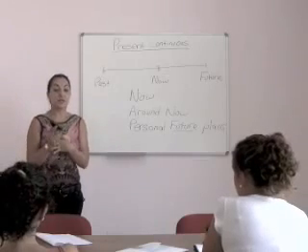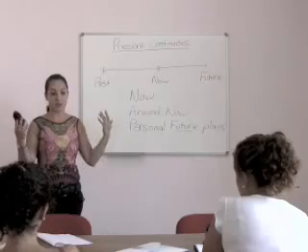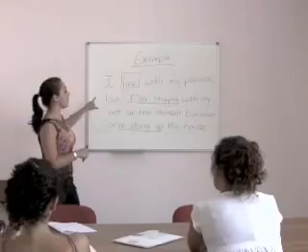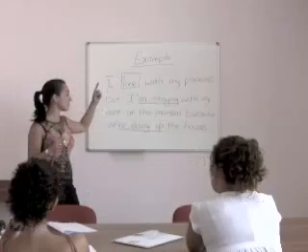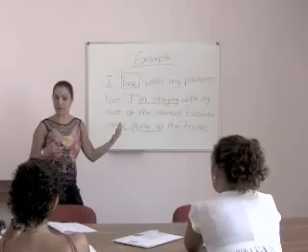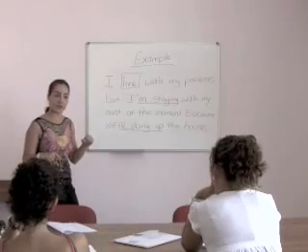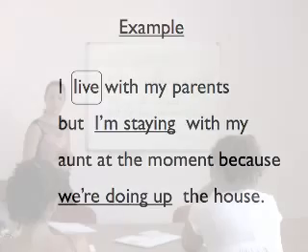Okay, now let's look at one final example, because very often the present simple and continuous are found together. We have this example on the board, which shows the present simple and continuous together in the same sentence. Now I want you to think about the meaning. Okay? When am I using the simple and when am I using the continuous? I live with my parents, but I'm staying with my aunt at the moment because we're doing up the house.